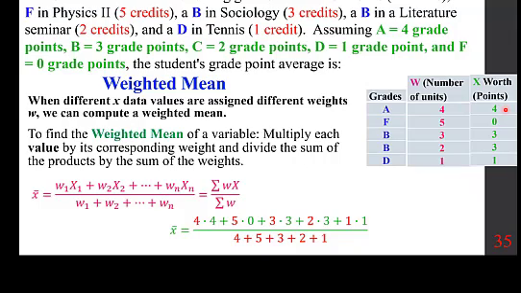So we multiply 4 by 4, 5 by 0, 3 by 3, 2 by 3, 1 by 1. We add up those numbers. And normally GPA is given with a couple of decimals. I like to put more, but you follow the instruction as to how many decimals they're asking you to put in.